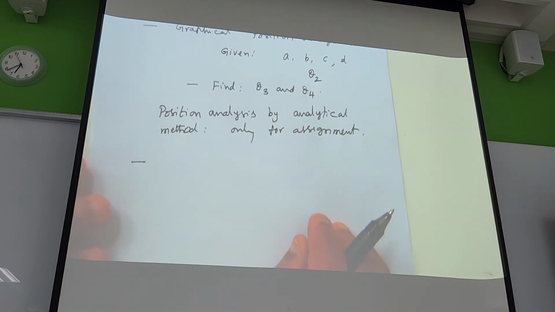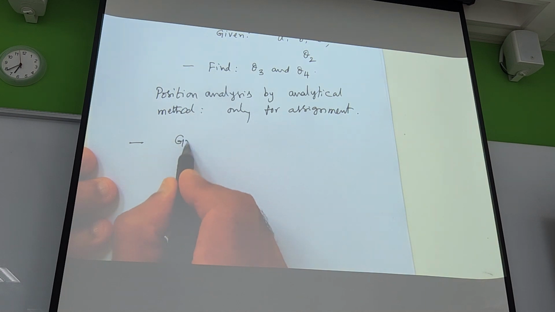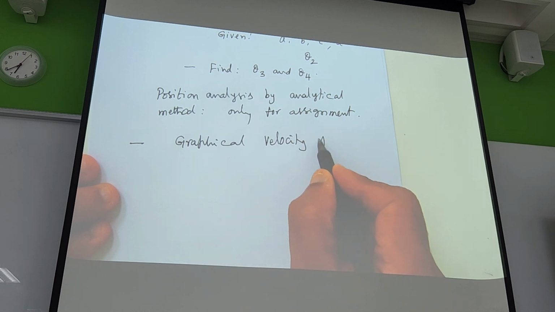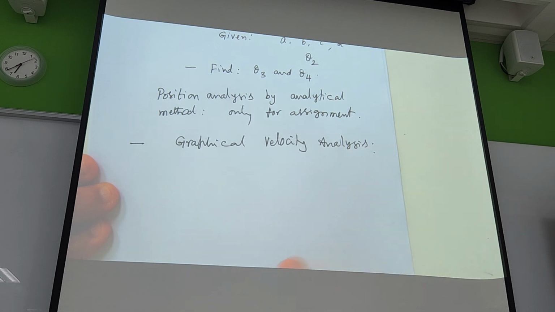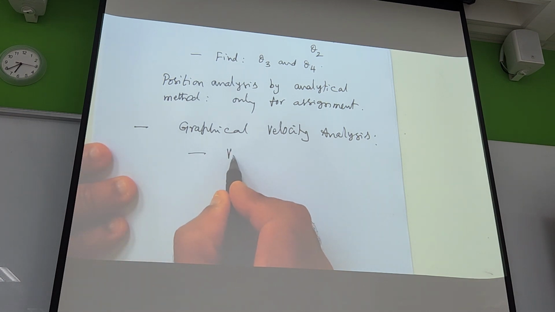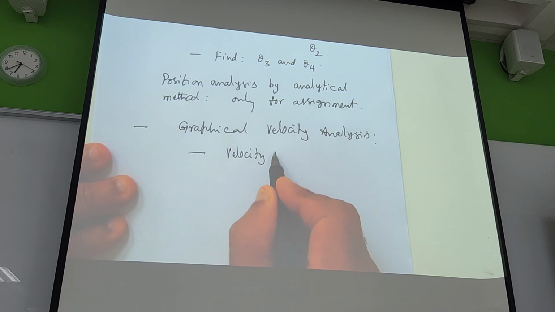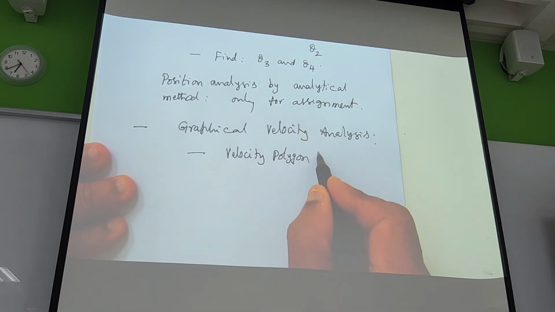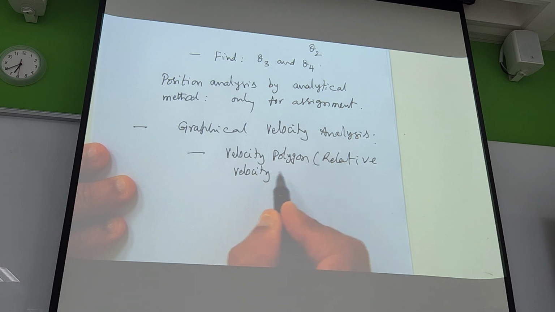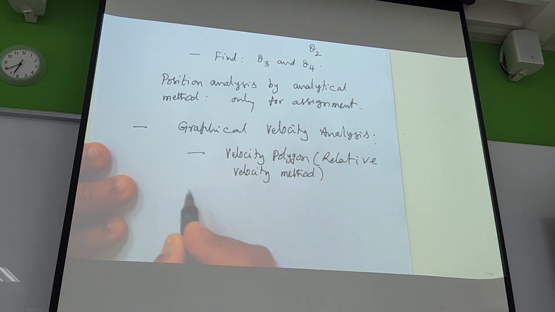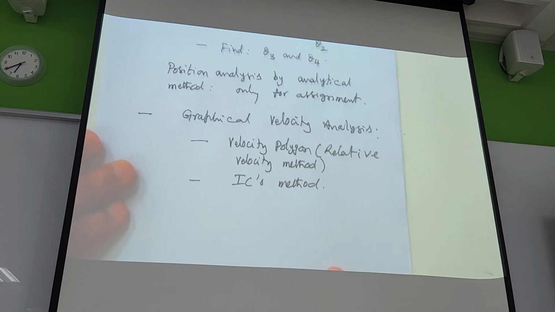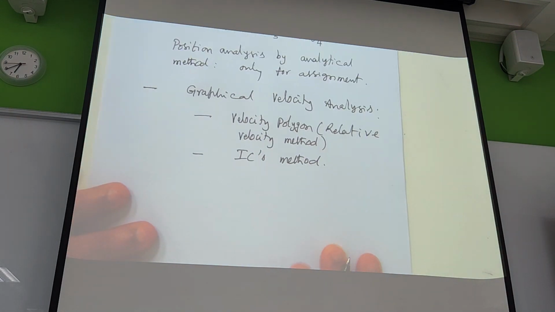After graphical position analysis, we do graphical velocity analysis. So the graphical velocity analysis will be done by 2 methods. One is the velocity polygon or the relative velocity method. And IC's method. Okay. So the analytical method only for assignment.